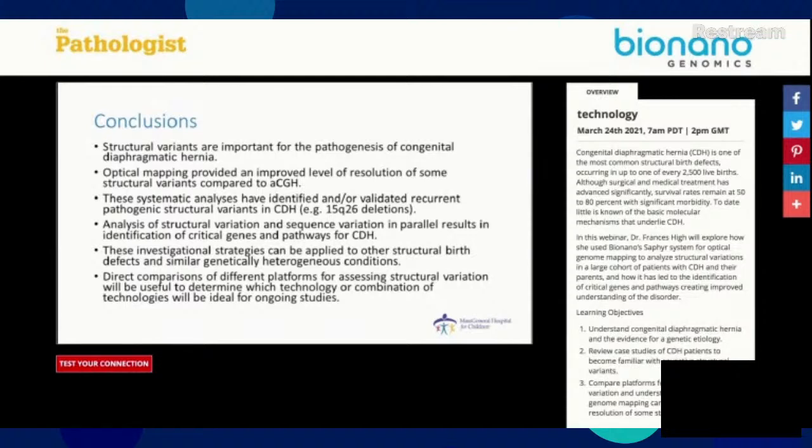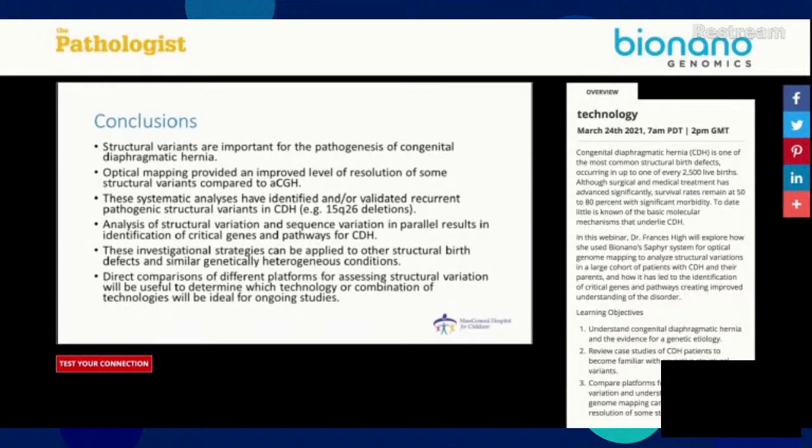I hope that analysis of structural variation and sequence variation in parallel will result in identification of critical genes and pathways for CDH. And I think we're beginning to see this already in the data we've shown so far with the example of NR2F2.